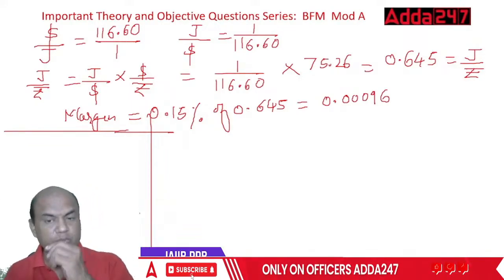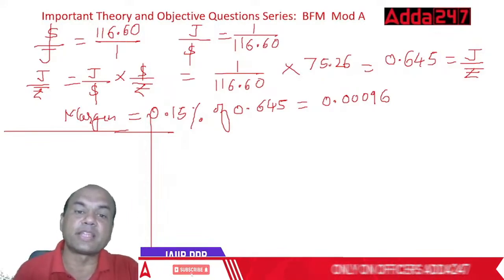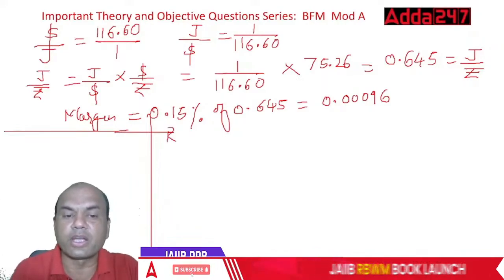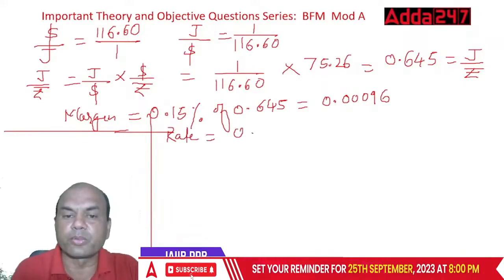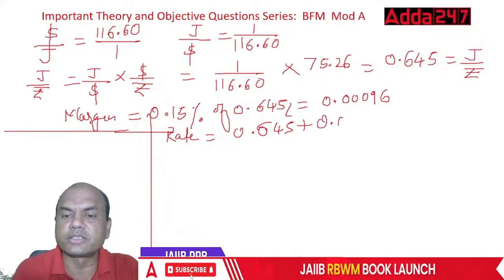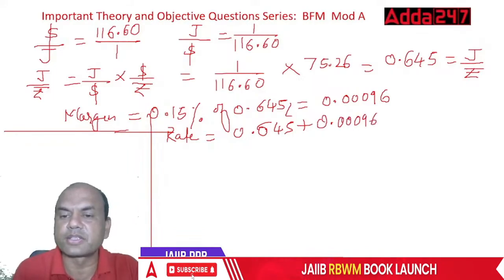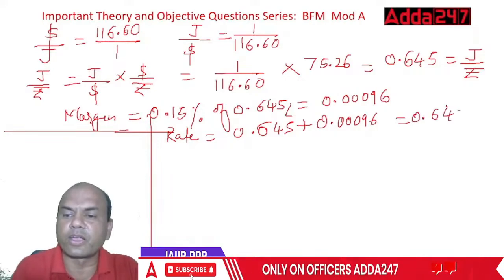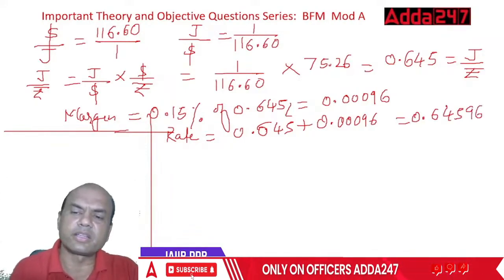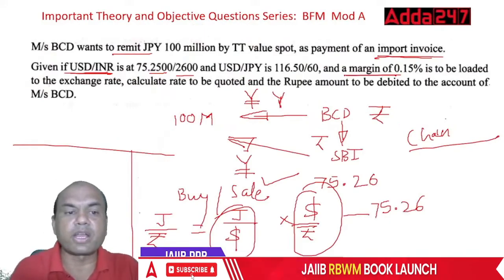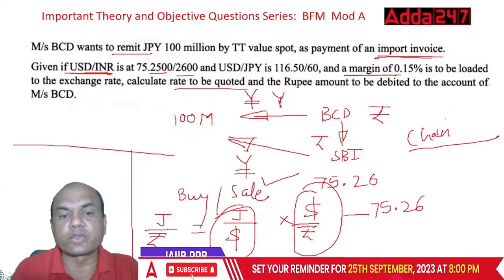Okay. So what do I do with this margin, add or subtract? I'm selling, so whenever I'm selling, I'll add this. So the rate equals 0.645 plus 0.00096, which becomes 0.64596. This is my final rate. So what is the question asked? Calculate the rate to be quoted. This is one question, the rate to be quoted.